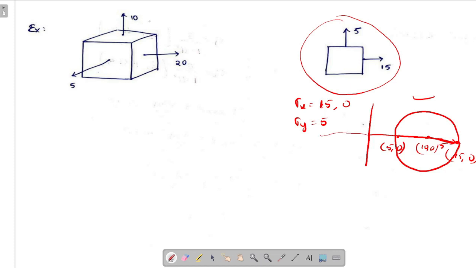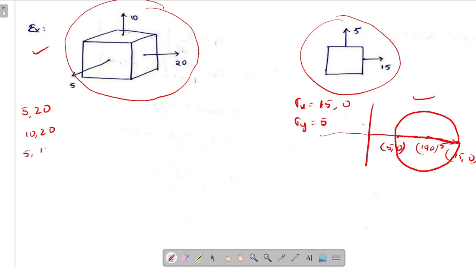Okay. Now let's draw the Mohr circle for this condition. This is a triaxial loading. In case of triaxial loading, remember, there won't be a 3D Mohr circle diagram. There won't be a sphere. We have to draw the Mohr circle for the 5, 20 condition, the 10, 20 condition, and 5, 10. See, the Mohr circle looks something like this. For 5, 20, it will be 5 and 20.